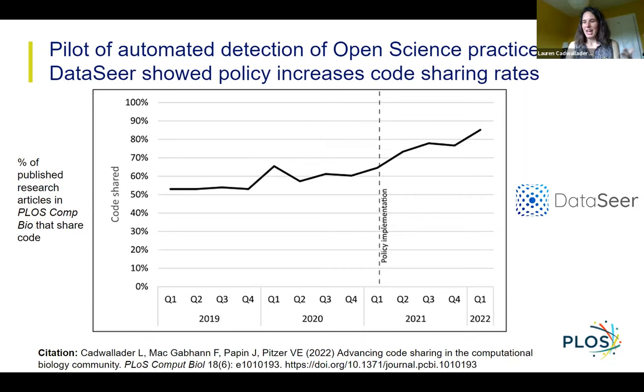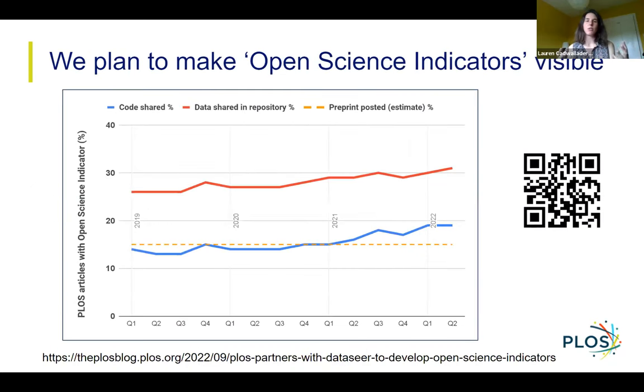DataSeer. And this is really the core of our Open Science Indicators work. And this is a graph from the blog that we published yesterday. If you can scan the QR code, you can go straight to the blog. And it just shows a bit of the preliminary data that we're looking at across the whole of the PLOS corpus of journals, and we can see how code sharing and data sharing in a repository has been increasing over time. And we can start breaking that down by journal, by discipline, by geographical region, and looking at how they all differ.